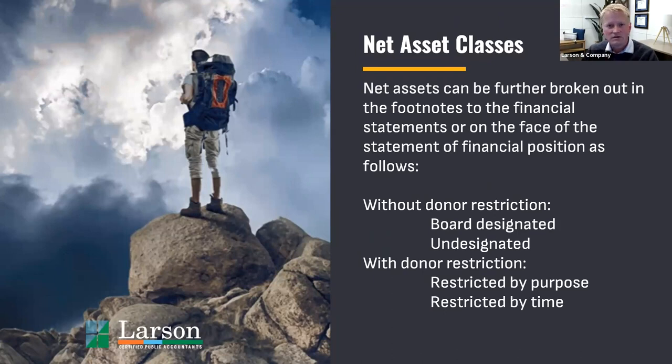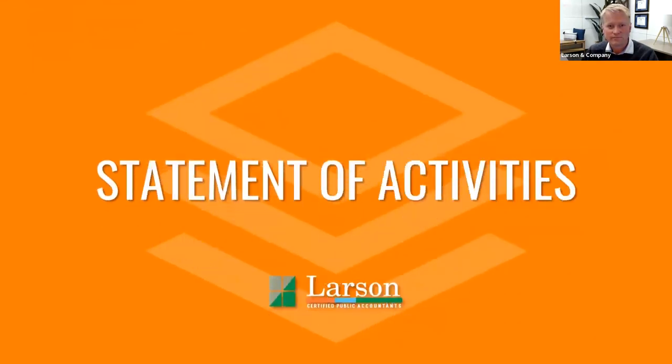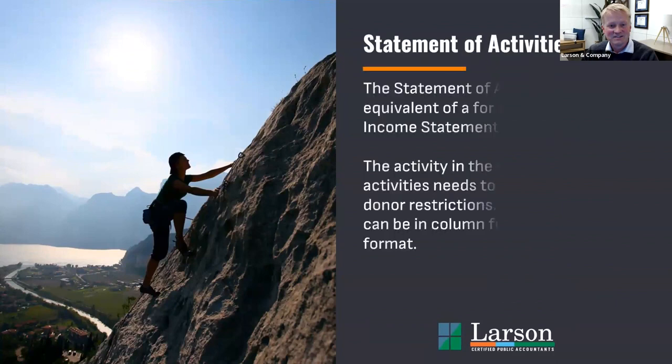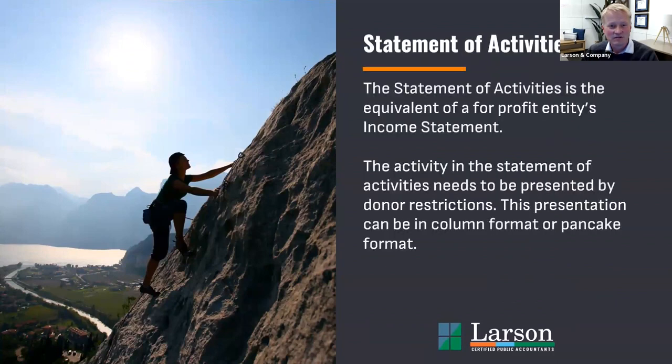So those are just some statement of financial position information. Let's get into the statement of activities. The statement of activities is the equivalent of a for-profit entity's income statement. The activity in the statement of activities does need to be presented by donor restrictions. And there are two methods that you can use to present the donor restrictions.